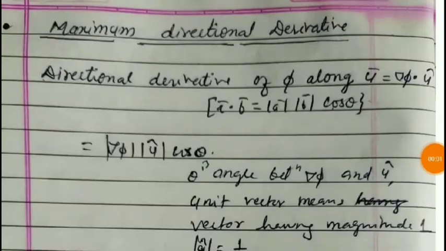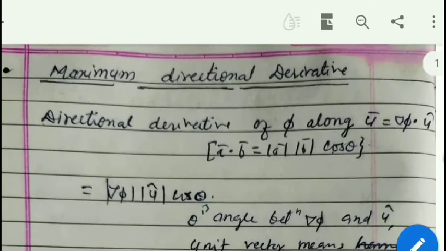Hello student, this is my fifth lecture based on maximum directional derivative. In last lecture, we have studied about directional derivative of phi along u bar. The formula of directional derivative of phi along u bar is del phi dot u cap.